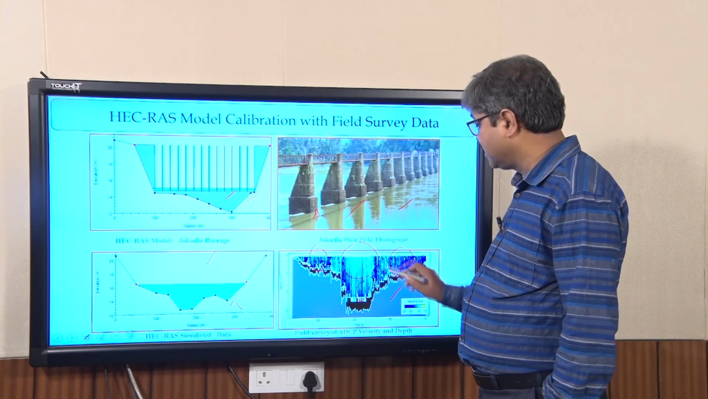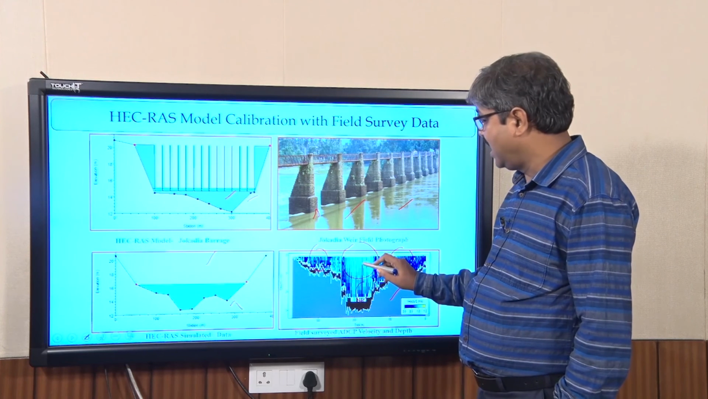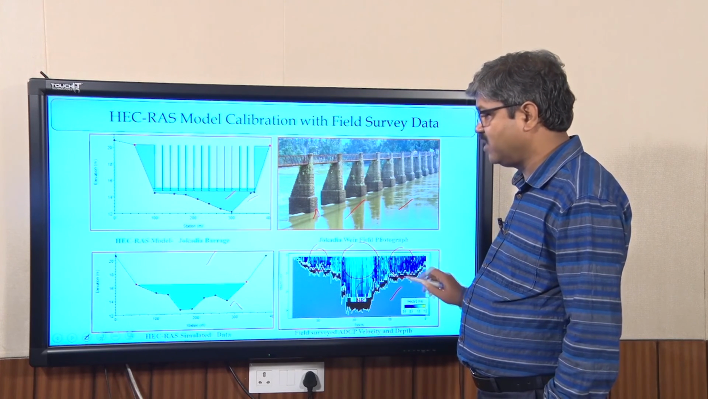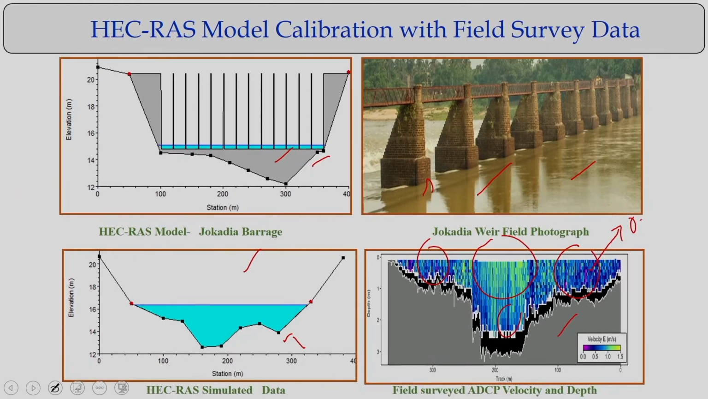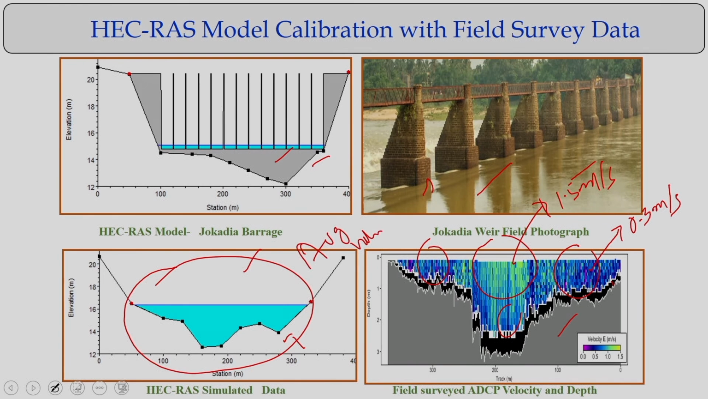Here if you look at some reaches, the velocity can go as high as 1.5 meters per second, and in some cases it can be as low as 0.3 meters per second. So in some cases it will be 1.5 meters per second, but HEC-RAS gives an average velocity condition. That's what you try to understand. This is the field data, this is the average velocity condition, and this is the field photograph of how it looks, and how it looks in a modeling framework.